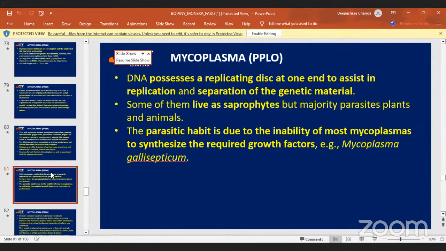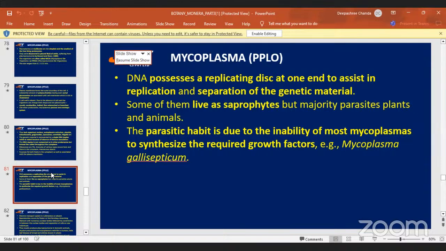So what do you think? The mother cell will give the total DNA to the daughter cell? No, obviously not. Then how will the mother cell survive without the DNA? And thus nature has evolved the mechanism which is called replication of DNA.